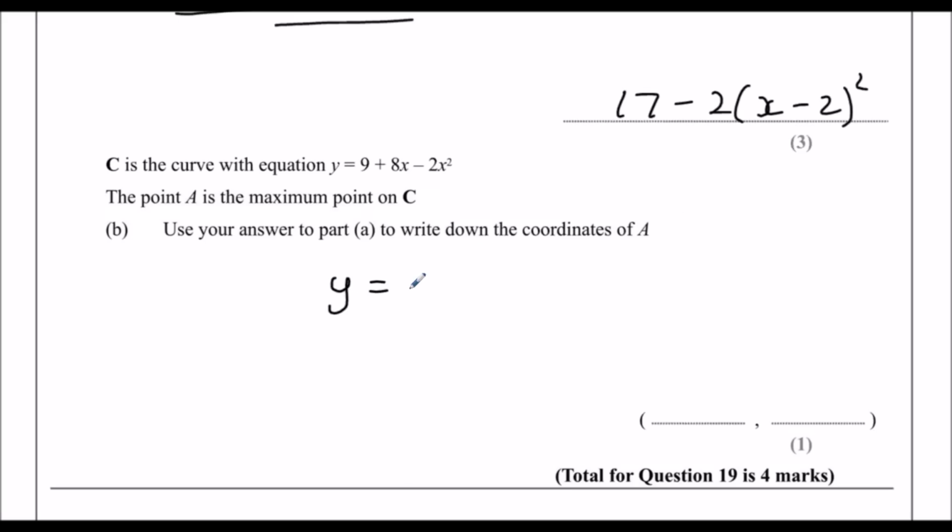So we've got y equals 17 minus 2 times (x minus 2) squared. The maximum point is going to be where this bracket is equal to 0. So what does x have to be for that bracket to be 0? That is 2. So x is 2. And then what is y at that point? So we've got 17 minus 2 lots of 0, which is 0. So we're just left with 17. So it's (2, 17).